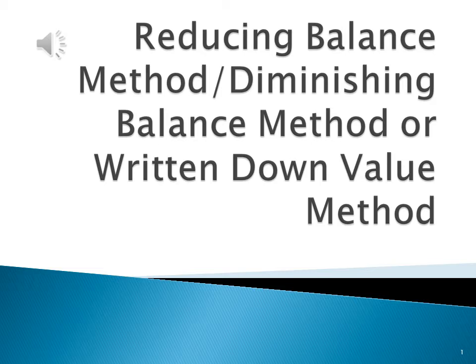This is also called diminishing balance method. Diminishing means reducing, decreasing in the value, or written down value method. If you all remember, in straight line method, the depreciation used to remain the same for all those years till the useful life of the asset is over. But here in reducing balance method, we will calculate depreciation on book value of the asset. That is very clearly given in your next slide.